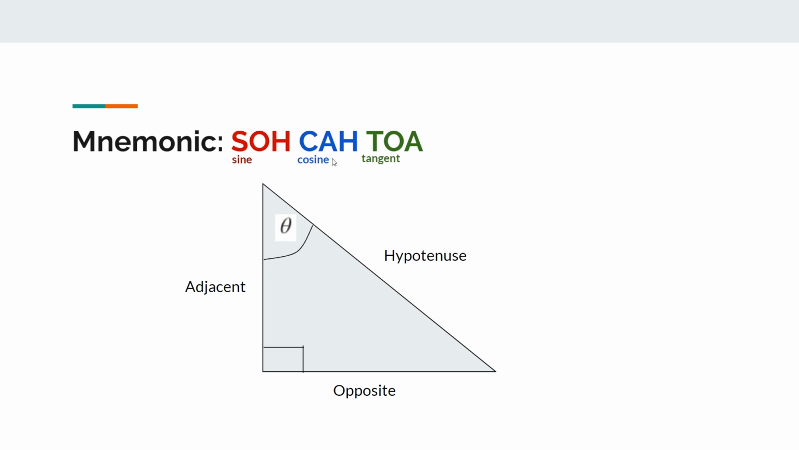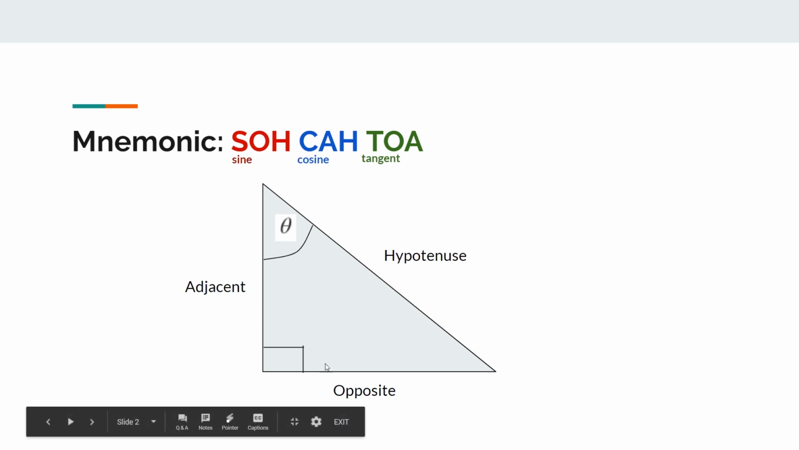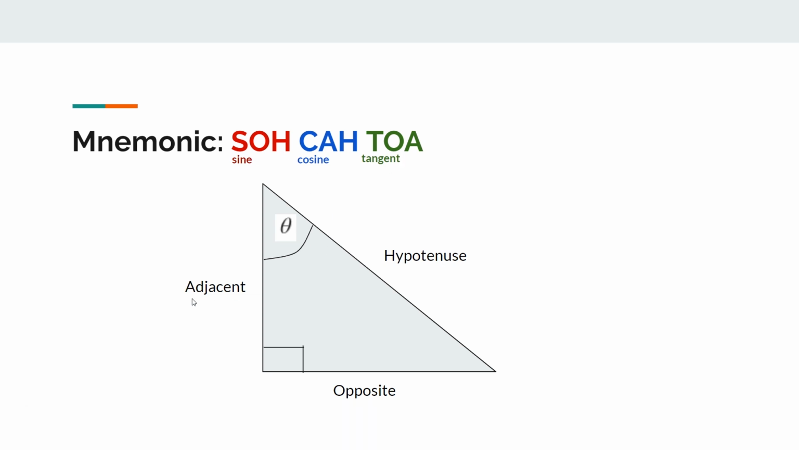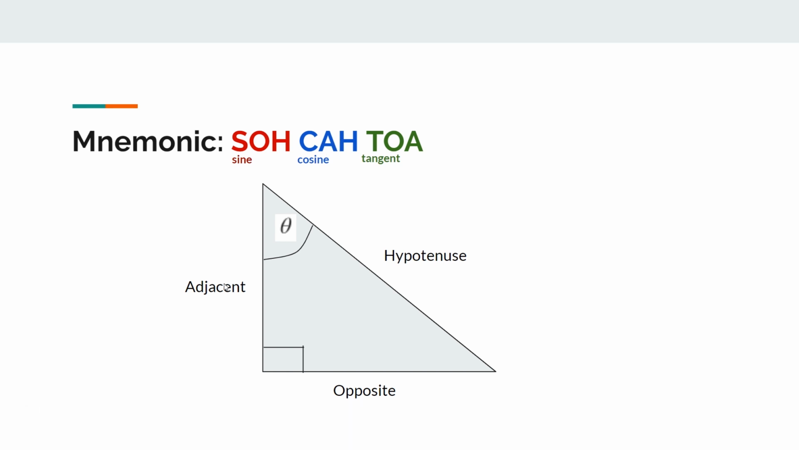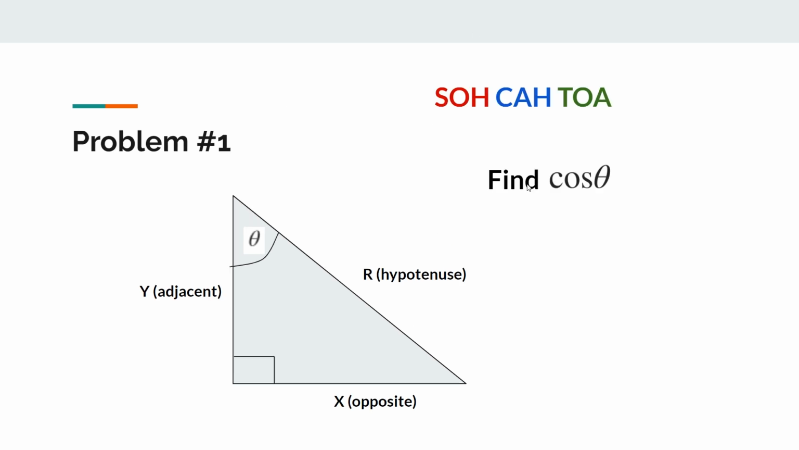And for the letters following after it, it represents a side of the right triangle. So O represents opposite, H represents hypotenuse, and A represents adjacent. And this is actually a ratio between the two sides. So this would be opposite to hypotenuse, and this would be adjacent to hypotenuse, and so on and so forth.